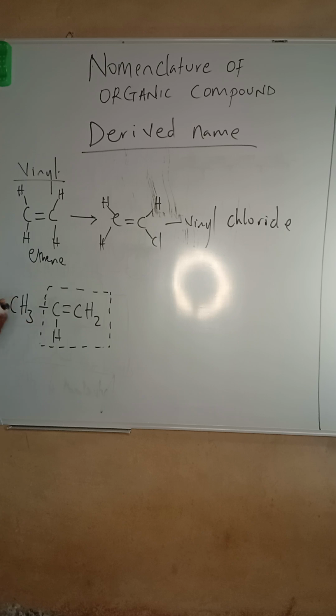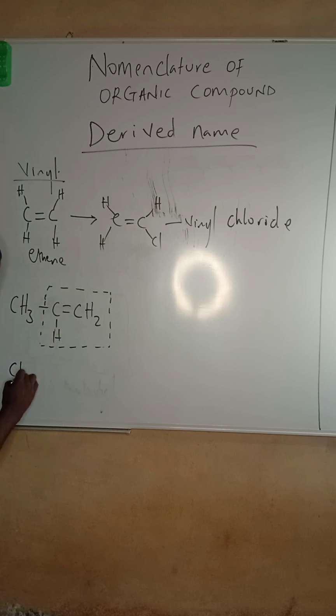So anytime a carbon adjacent to the double bond is substituted, such a group is called an allyl. So what do we mean?